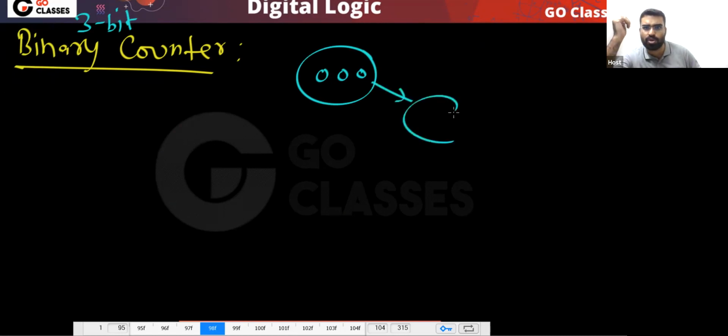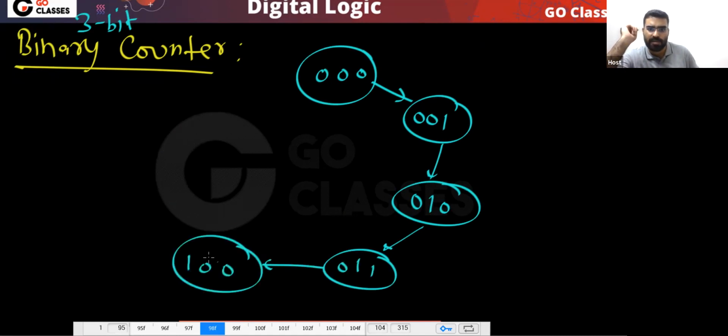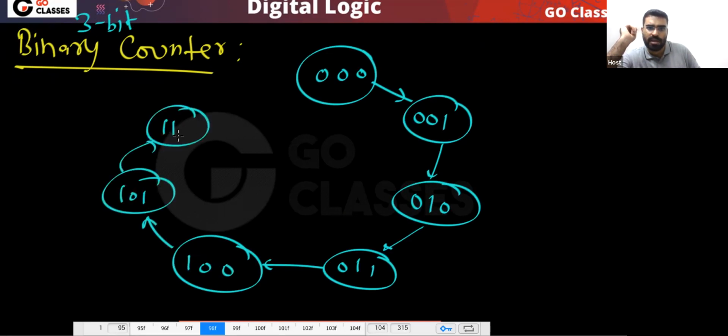So it will go from 000 to 001. Then it should go to 010. Then it should go to 011. This is the counting sequence. Then 100, then 101, then 110, then 111, and then back to the start. Remember, this counting sequence is called a binary counter. Is this clear to everyone?